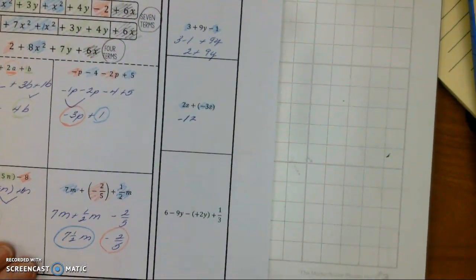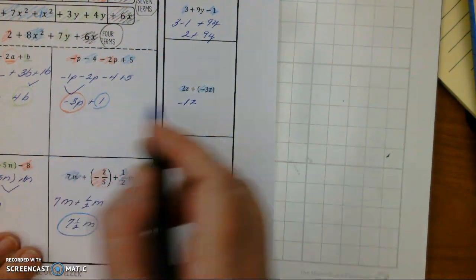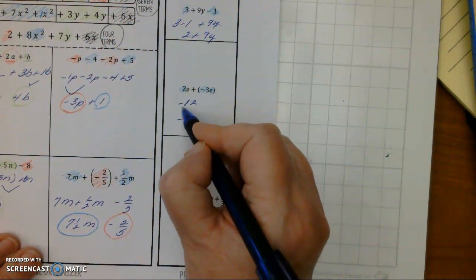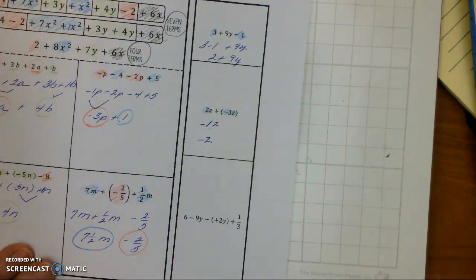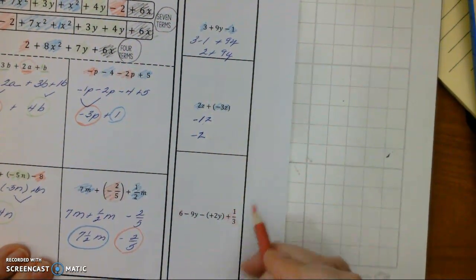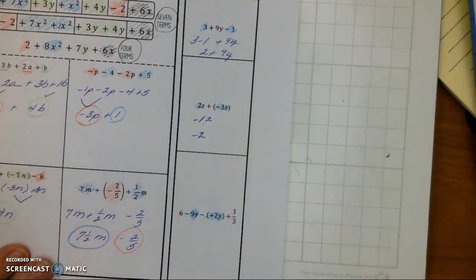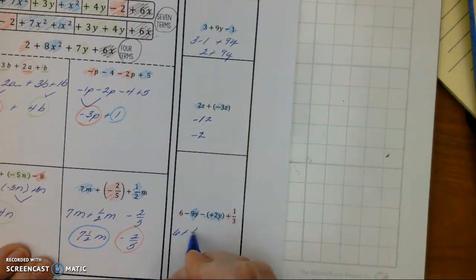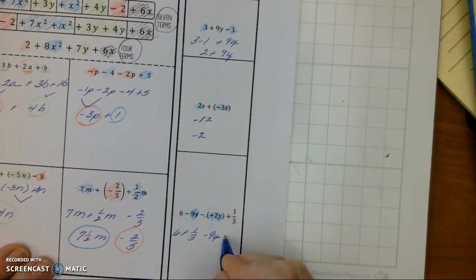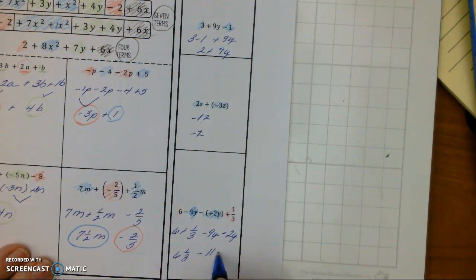Okay? Now the last one, and you could also write it as negative z, because remember, it is assumed that there's a 1 in front of the z. Now here we have 6, and we have plus 1/3. We have 9y, negative 9y, minus positive. So we are going to put 6 plus 1/3 minus 9y minus 2y, because you're just really subtracting. So then 6 plus 1/3, minus, you're going to find 9 plus 2 is negative 11y.